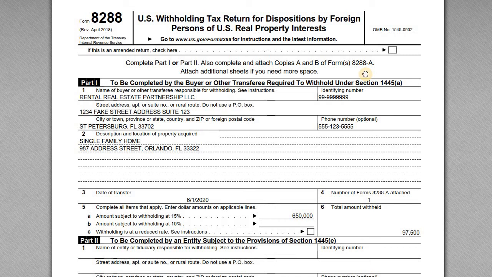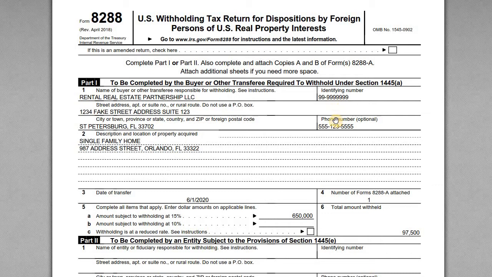Alright, in this video I wanted to cover IRS Form 8288. This is a form that is filed when you as a buyer purchase real estate that is owned by a non-U.S. person. So if you're a buyer of a piece of real property in the United States and the seller on the other end of this thing is not a U.S. person, which is quite common these days, you as the buyer are going to be obligated under the tax code to withhold tax on the sale of that property, file this form, and then pay the withholding tax to the IRS.